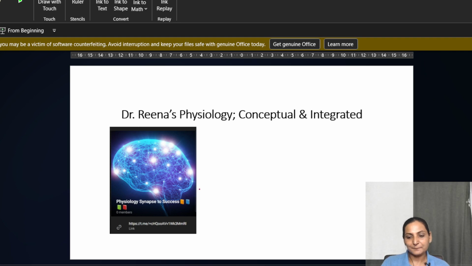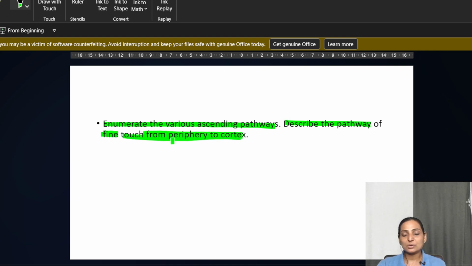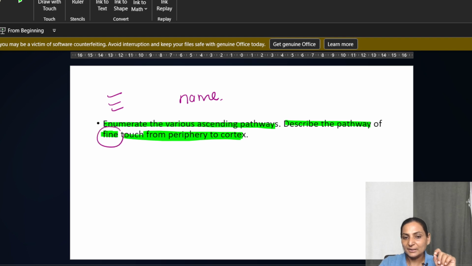Now, today's question which I'm going to elaborate is an LAQ. Enumerate the various ascending pathways and describe the pathway of touch, fine touch, from periphery to cortex. Listen to the question carefully. Enumerate means you have to just write down the various ascending pathways, that is the names of the pathways, and you have to describe the pathway of fine touch.